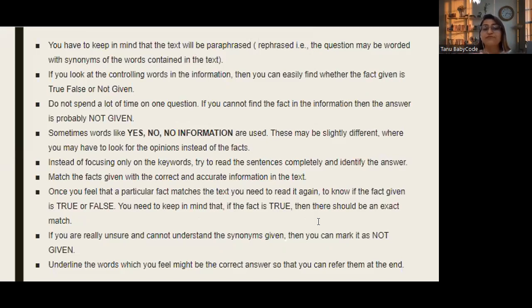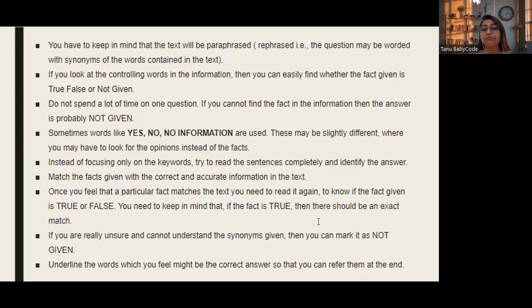Now you have to keep in mind that the text will be paraphrased, right? That means the question may be worded with synonyms of words that are contained in the text. As I told you, do not only look for keywords, look at the whole sentence because it can be paraphrased also. If you look at the controlling words in the information, then you can easily find whether the fact given is true, false, or not given.